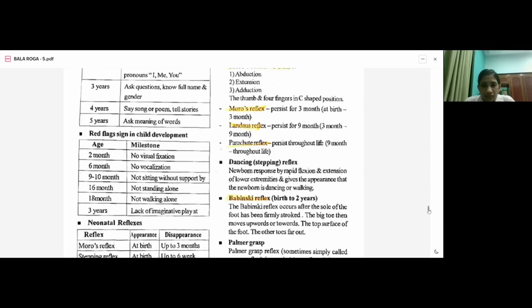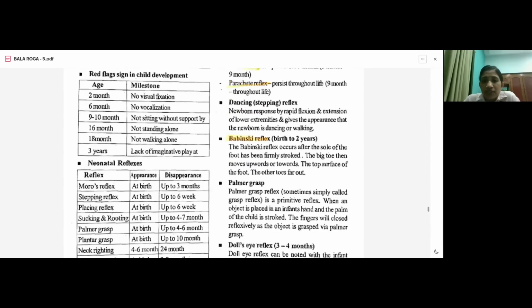And from birth to 2 years, the Babinski reflex is present, that we have discussed now. What is the Babinski reflex? The Babinski reflex occurs after the sole of the foot has been firmly stroked. And the big toe is then moved upwards, and the top surface of the foot and the other toes fan out. This is a Babinski sign. It's very important, and it is present up to 2 years.